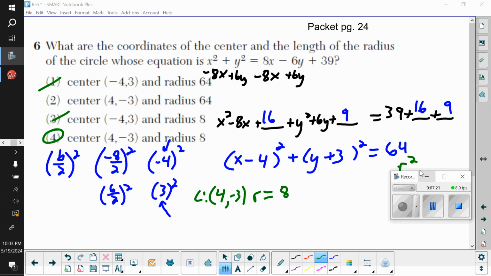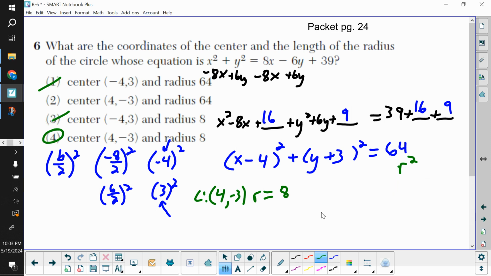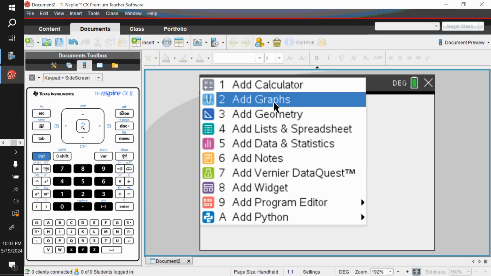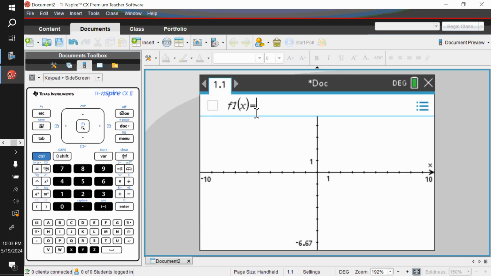Now in a multiple choice version of one of these, there is a test taking strategy you could use if you were totally stuck and didn't know how to do this. I would suggest knowing how to do this because it does come up as a free response. But if it's a multiple choice, we can just type this in a graphs page as a relation. So if I went over here to a graphs page, we'd have to put it in as a relation because y is not by itself.